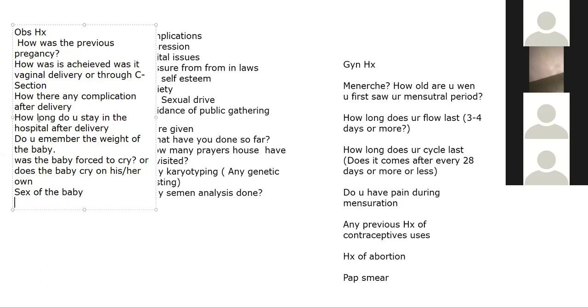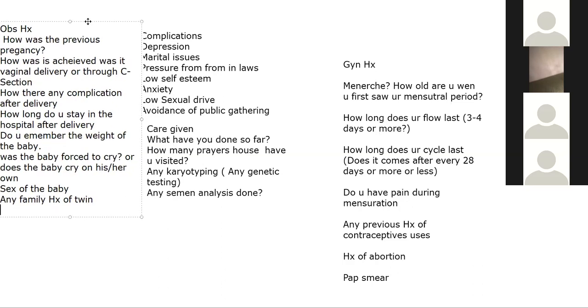It's one of those gynecological things. Then you want to ask about any family history of twinning. Any family history of twins. You understand? You want to ask the patient. So in summary, these are the basic things you want to ask from the patient once you are taking a gynecological history. Then after this, other things are the same.